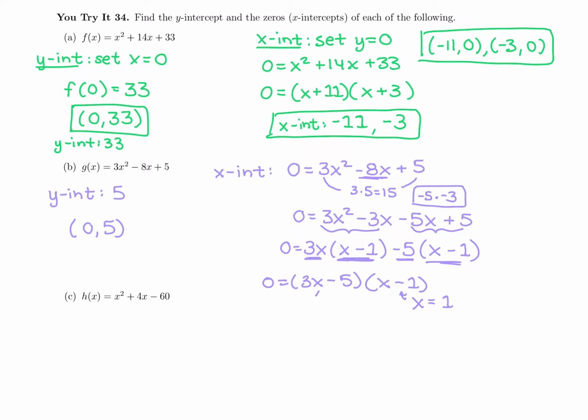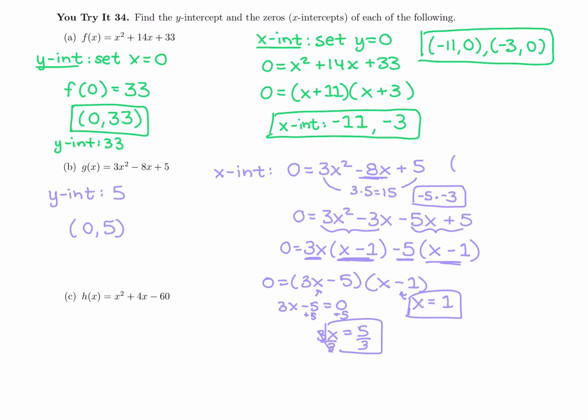And then my other one, I might actually have to set it equal to 0. What makes 3x minus 5 equal 0? It's not as obvious as what makes x minus 1 0. So I'm going to do some work off to the side. I'm going to add 5 over. So 3x equals 5. And then I'm going to divide by 3. So x is 5/3, or x is positive 1.